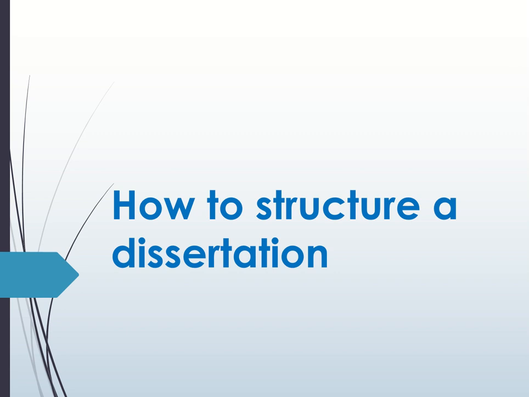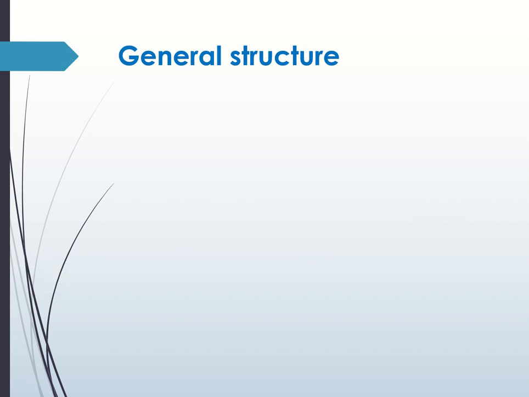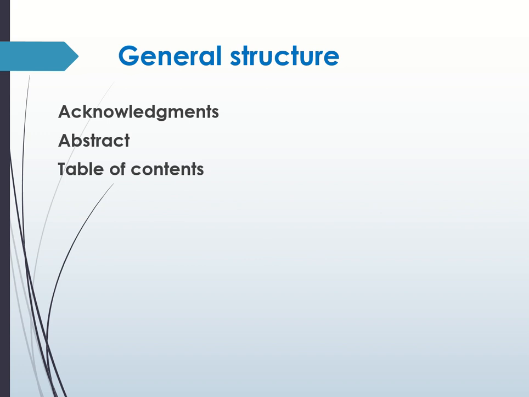Hello everyone! In this video I'm going to introduce how to structure a master's dissertation. Of course there can be variations, but this is a basic structure you could follow. So let's start. The first three sections of your dissertation are acknowledgement, abstract, and a table of contents.